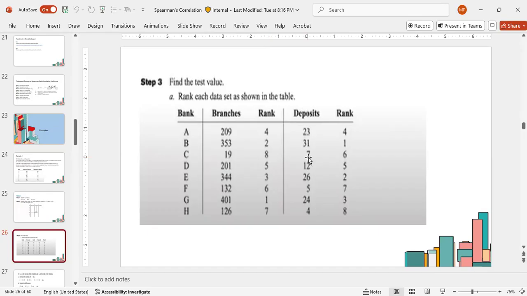In the same way, this is the deposit. We have ranked each deposit as 1, 2, 3, 4, 5, 6, 7, 8. I'm again telling you that I'll tell you in the next example how we rank these values. Right now, just consider that all of these branches have been ranked from 1 to 8, and in the same way, these deposits have been ranked 1 to 8.